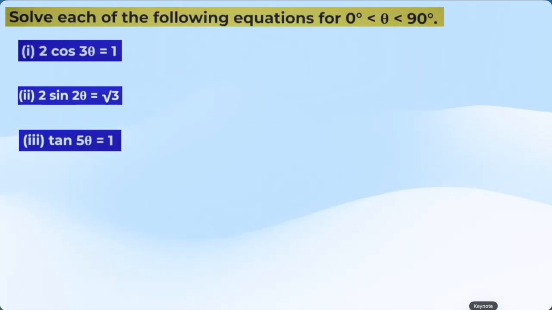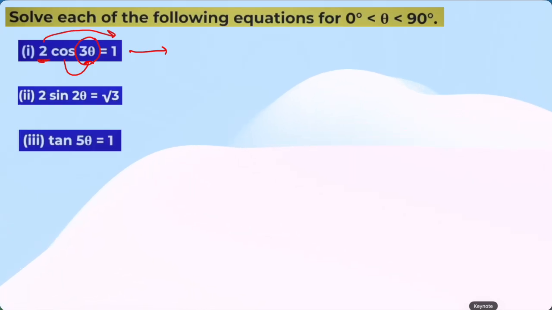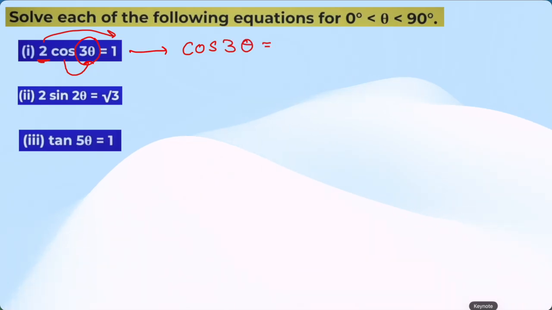Now coming to the third one. See, you have to solve the equation, right? What is given? Again, 2 cos 3 theta. This 3 theta is the angle. This is the complete angle, cos of 3 theta, right? This 2 is extra, so I can shift it to the other side. It will become cos 3 theta equals 1 by 2.